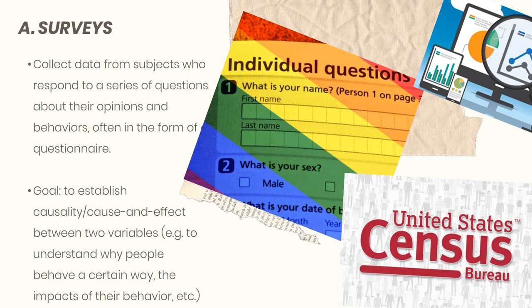So the goal of surveys is to establish causality or cause and effect between 2 variables in order to understand why people behave a certain way, or how their behaviors might have impacts on certain social phenomena, or vice versa. Certain social phenomena have impacts on their behaviors.